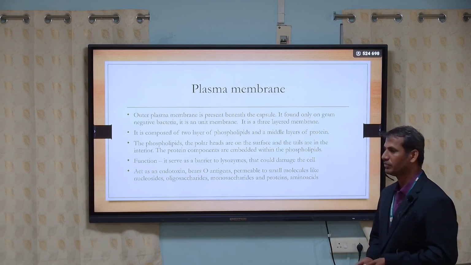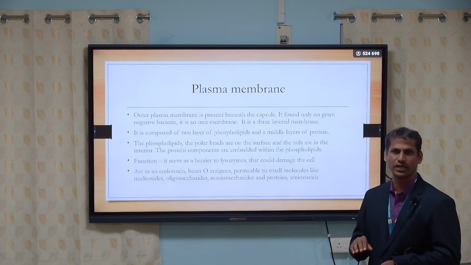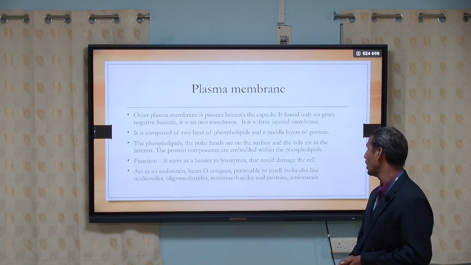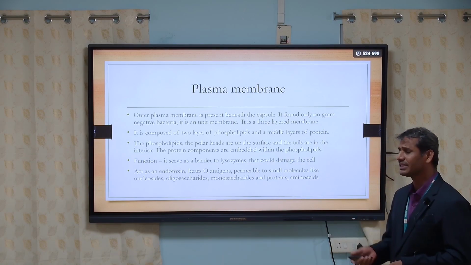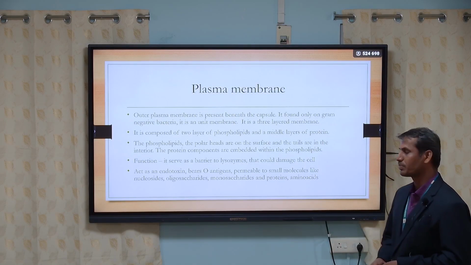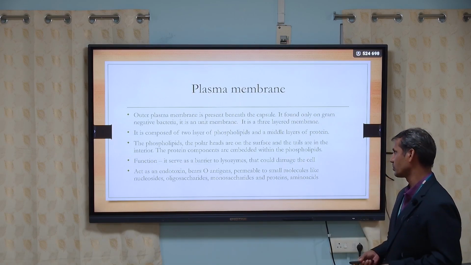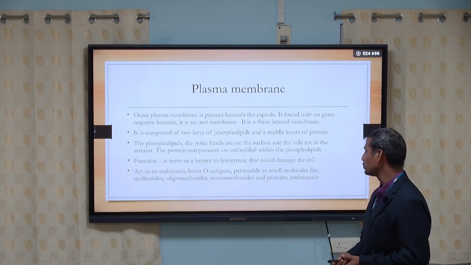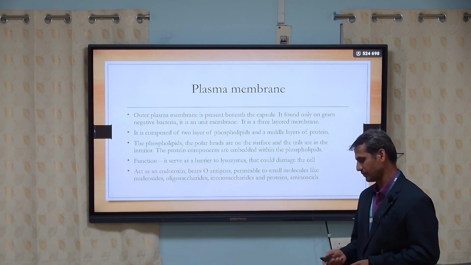Next we move to the plasma membrane. There are two parts: the outer membrane and the inner plasma membrane. The membrane next to the cell wall is found in gram-negative bacteria. It has three layers: two phospholipid layers and a middle protein layer, like a sandwich. It acts as a barrier to lysozymes and cell damage, and it acts as an antigen.